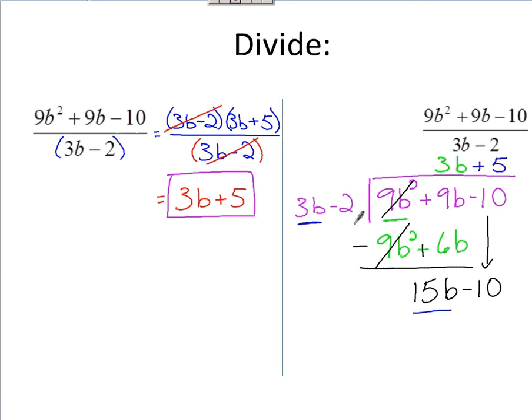Whatever goes up here, we multiply back to the 3b minus 2. That result goes down here, and then we subtract. So 5 times 3b, 15b. 5 times negative 2, negative 10. And we can see how if we subtract this all out, changing these signs, everything goes away and the remainder is 0. So what's our answer? Our answer is 3b plus 5.